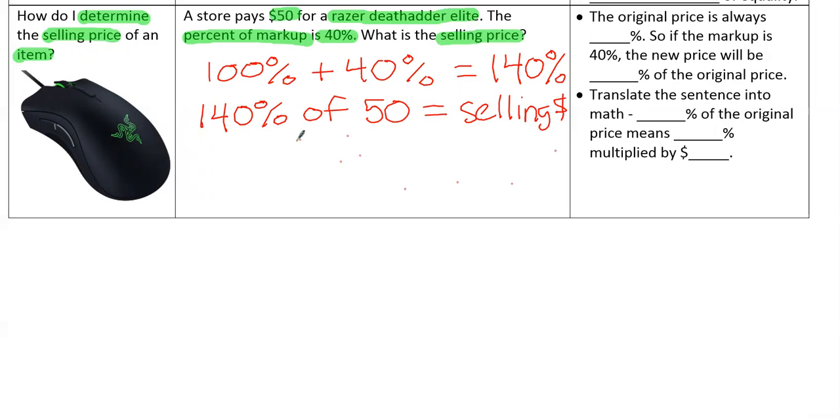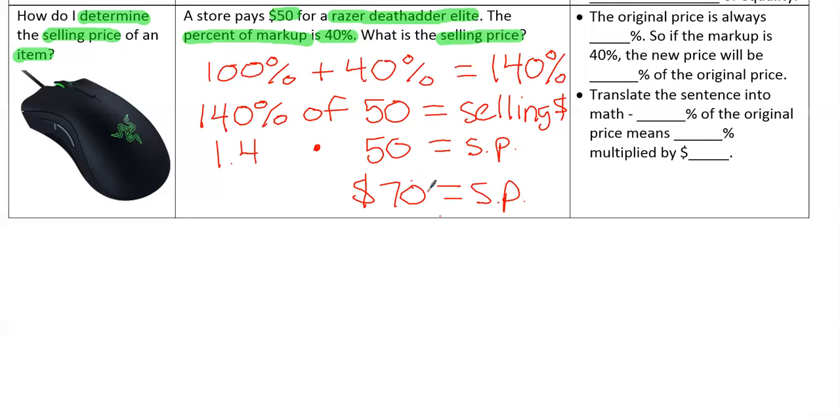So we have to convert this into decimals. So 140%, you divide by 100, right? And that's 1.4. Of means multiply by 50 equals the selling price. And you could represent this with a variable, but we'll just put selling price, SP. Okay, so I'm going to get out my trusty calculator, and I'm going to write 1.4 times 50, and I get 70. So the selling price is 70 bucks. That's how much you would pay. And then the store would take 20 extra dollars that they would use to pay their employees, to pay for the lights, to pay for having the store open, etc.